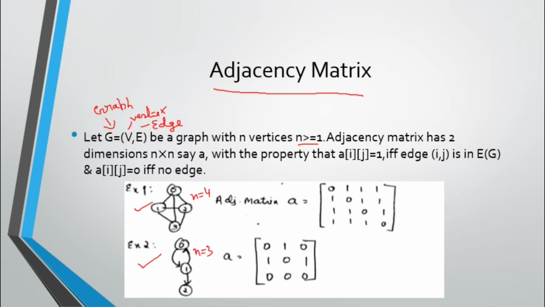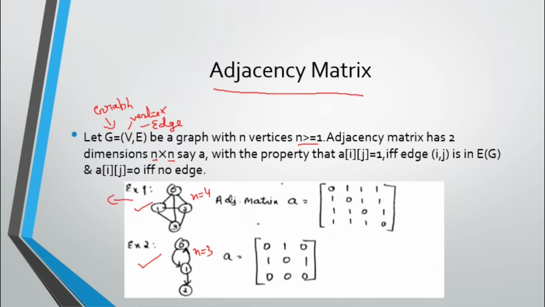The adjacency matrix has two dimensions, n into n, say A, where the first n is for rows and the second n is for columns, with the property that A of ij is equal to 1 if and only if (i, j) is in E(G), that is, the edge (i, j) should be present in E(G), and A of ij is equal to 0 if there is no edge. So what does this definition say? Let us take an example.